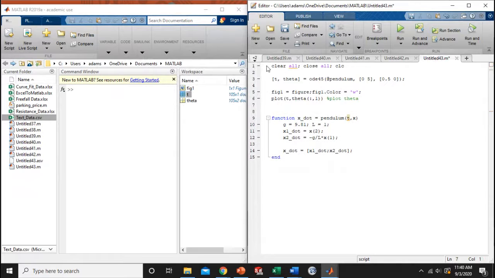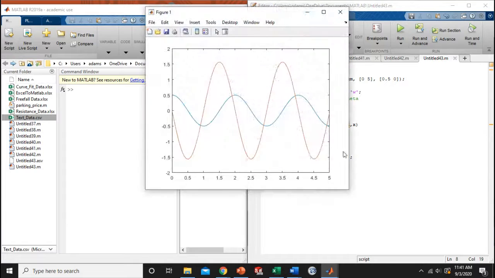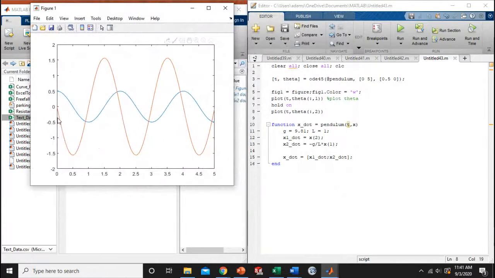So let me hold on. And I'm going to plot t and then theta 2, which is equal to theta dot. And so the second one is this sine wave here. And if you look, you should pay attention and make sure your initial conditions worked. So this blue curve is my theta, the angle of it. And then the orange curve, or this red curve, is theta dot, or the velocity, basically how fast it's moving. And so that's going to change as well as a sine wave.